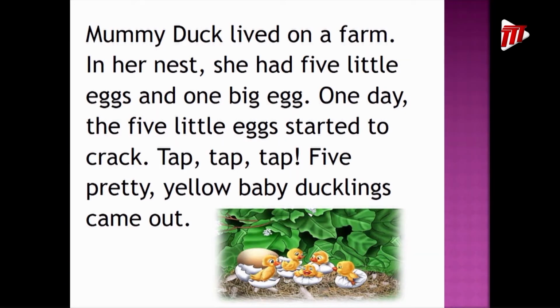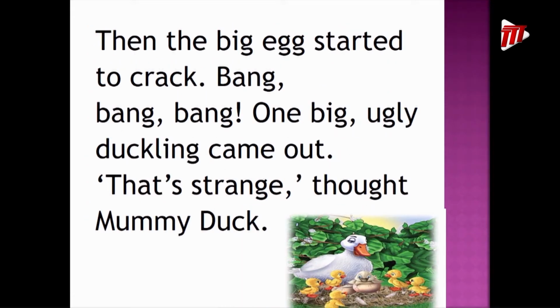Mummy Duck lived on a farm. In her nest, she had 5 little eggs and 1 big egg. One day, the 5 little eggs started to crack. Tap, tap, tap. 5 pretty yellow baby ducklings came out. Then the big egg started to crack. Bang, bang, bang. 1 big ugly duckling came out. That's strange, thought Mummy Duck.